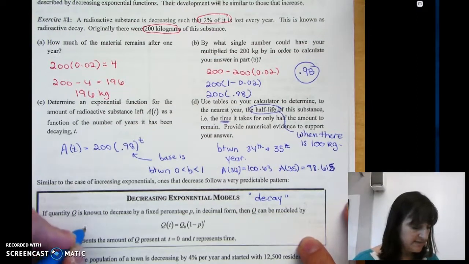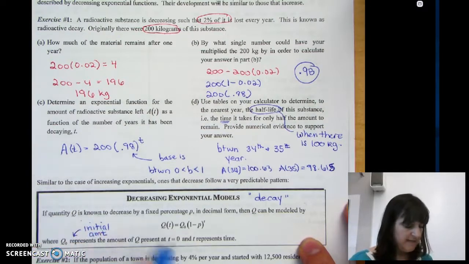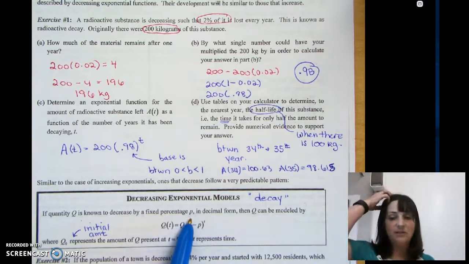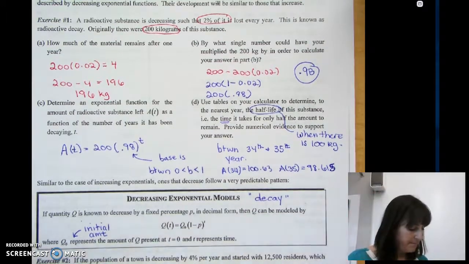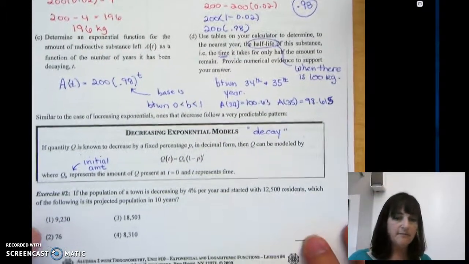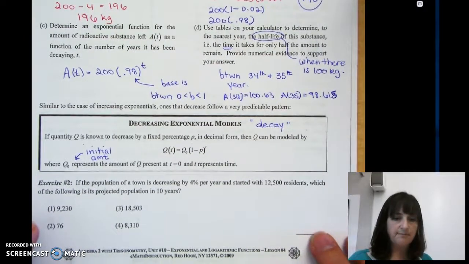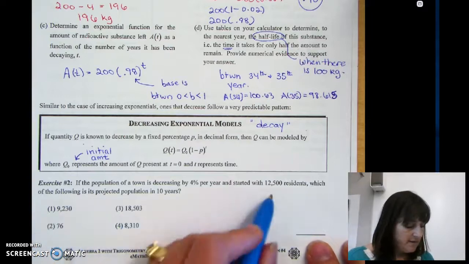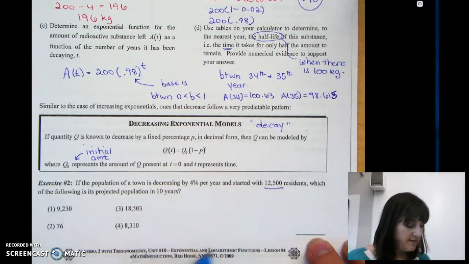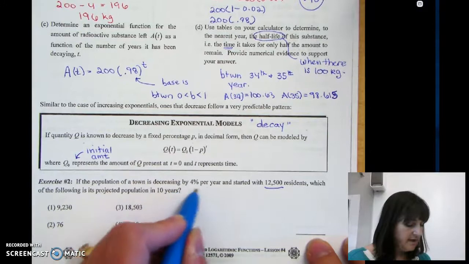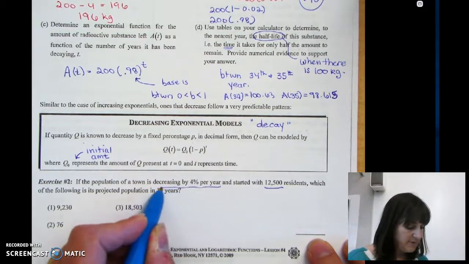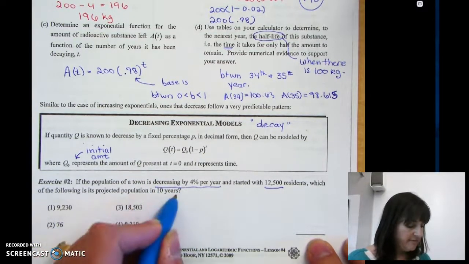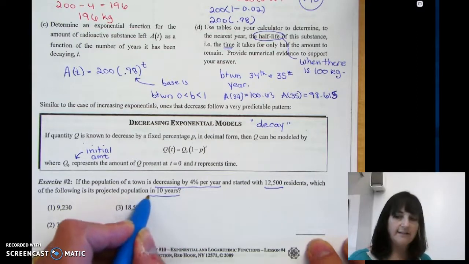Q sub 0 is still our initial amount. And P is our percentage that we're decreasing by each year. All right, let's see if we can write a model and solve this problem. So we are starting with 12,500 residents, and it's decreasing by 4% per year. And we want to find the population in 10 years.